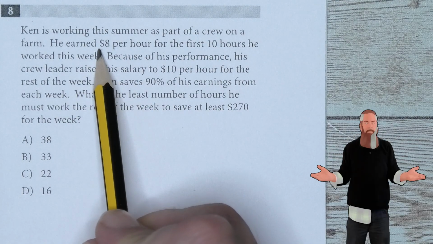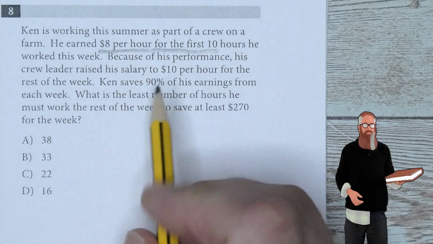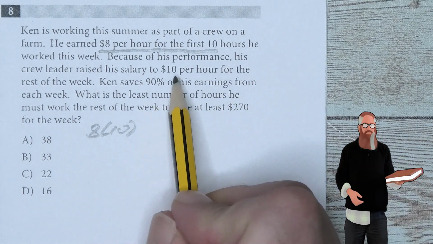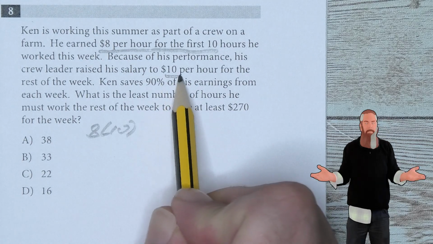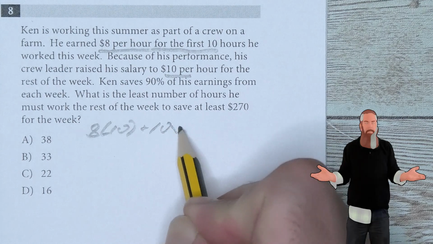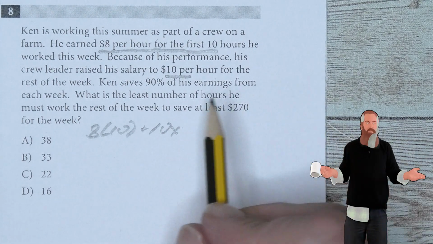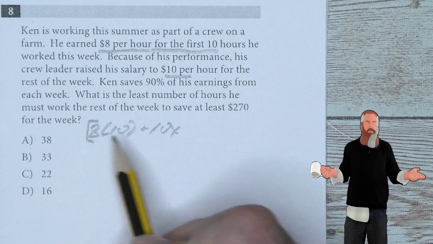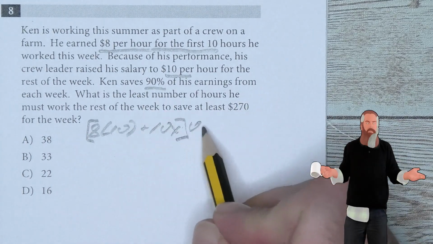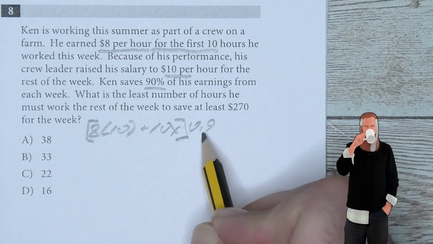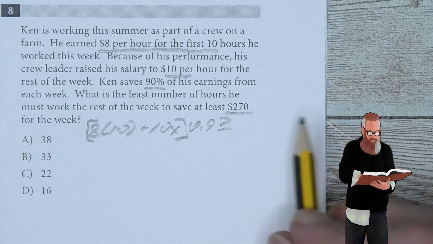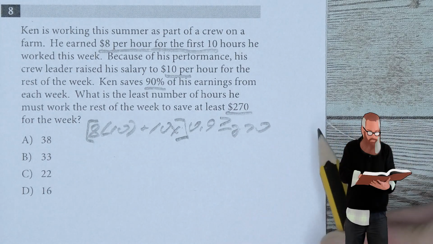So let's start with this idea that we earned $8 an hour for 10 hours. That is going to be 8 times 10. Then they earned $10 an hour for the remaining hours, which means we have plus 10 times x, some unknown number of hours. Now, we want to save money, and the money that's going to be saved is 90%. So we're going to multiply that value by 0.9, and this is going to be greater than or equal to the amount of money they want to save, which is 270.